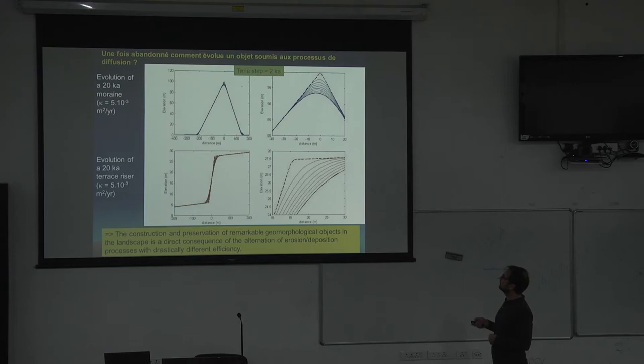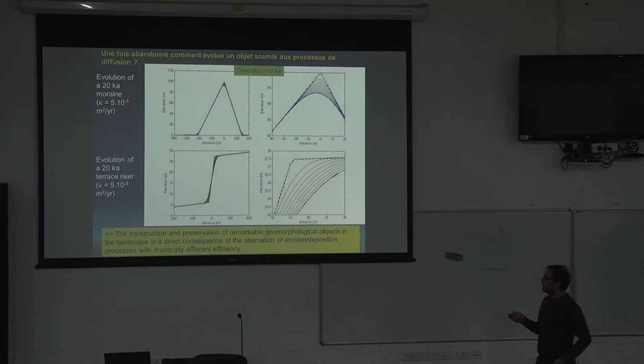Just as an example, here is a simulation of the diffusive process. I took a constant diffusivity linked to surface processes, typical of semi-arid places. It's a value you can find in California, in Tian Shan, in Central Asia. I consider, for example, here a 20 meter terrace riser and here a moraine which is 100 meters. Over a period of 20,000 years, you see that the evolution is quite reduced. The general form is almost not changed, except at the crest of the moraine, where you will lose about 5 meters. So the typical very sharp crest will be degrading.